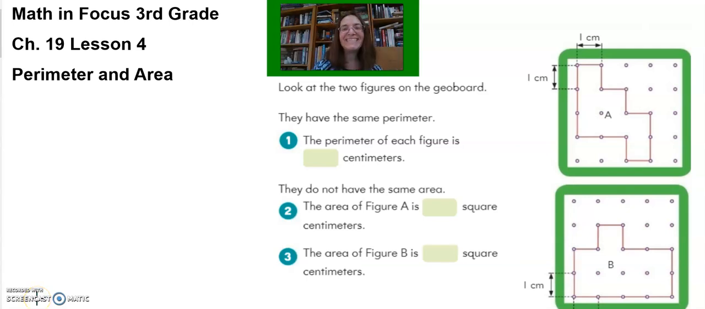Hello, my mathematicians. This is Miss Foster with Math in Focus, Grade 3, Chapter 19, Lesson 4, Perimeter and Area. I'm super excited about this because this lets us get really fun with geometric problems.